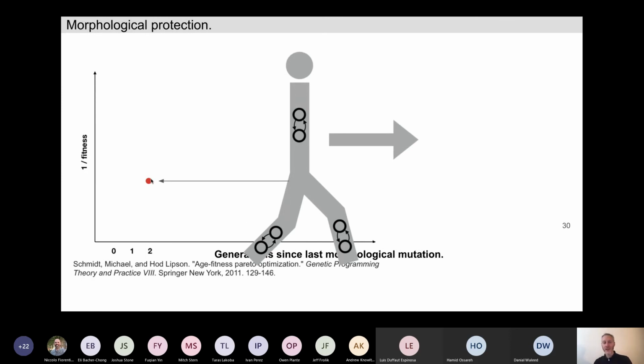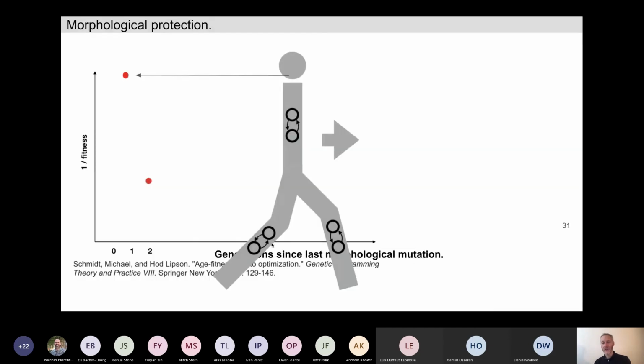Let's imagine we have 1 individual in the population at the moment. This individual has this form that I've shown you before. It has this fitness. Imagine that this individual produces this child, which just suffered a morphological mutation. It's got longer legs than its parent. So the number of generations since the last morphological mutation is 0.